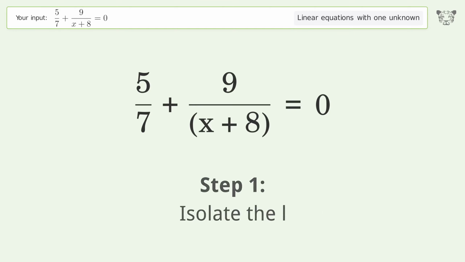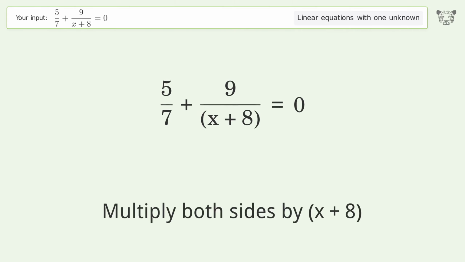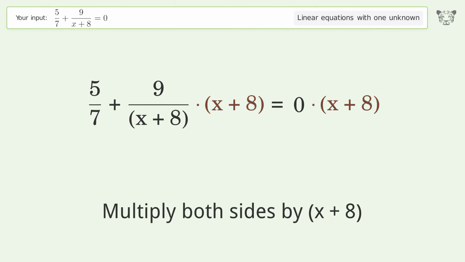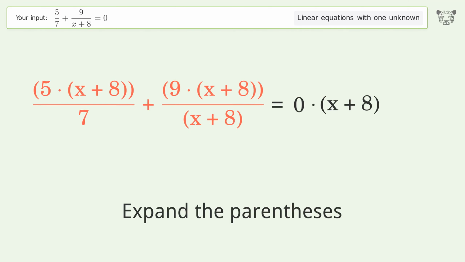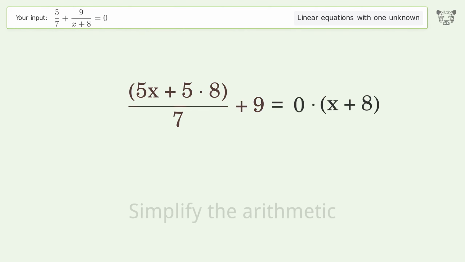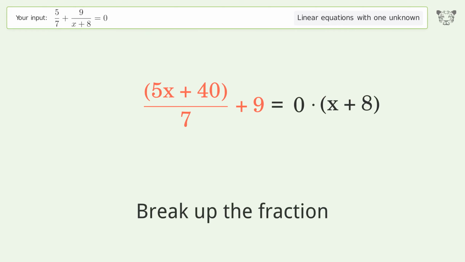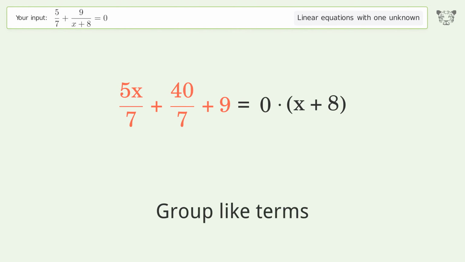Isolate the L. Multiply both sides by x plus 8. Expand the parentheses. Simplify the arithmetic. Break up the fraction. Group like terms.